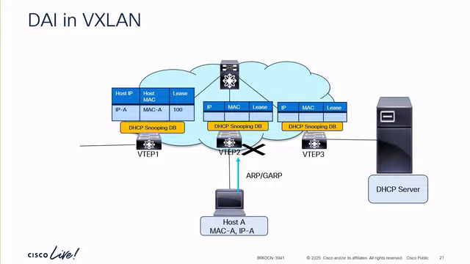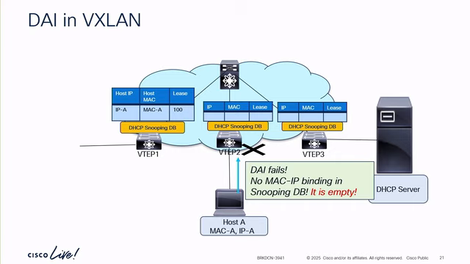So now what happens? It tries to match its source credentials with the snooping DB. But your snooping database is empty. Why is it empty? Because after the DORA exchange, it got populated on only that VTEP which faced the host, right? So that's why it's empty on VTEP2 as well as on VTEP3. So host mobility will be a problem if you do it the traditional way for dynamic ARP inspection, or any other feature involving a move in case of VXLAN. So what do we do about it? It says out here, DAI fails.